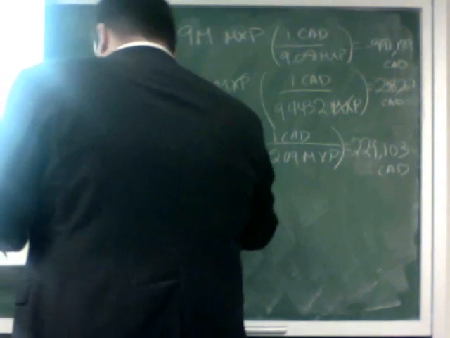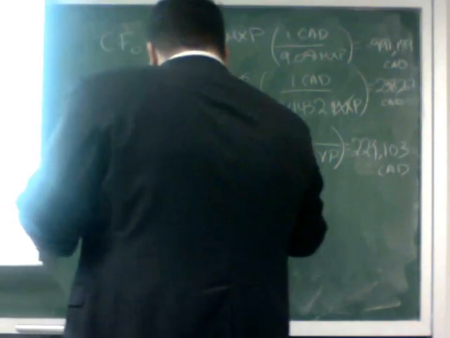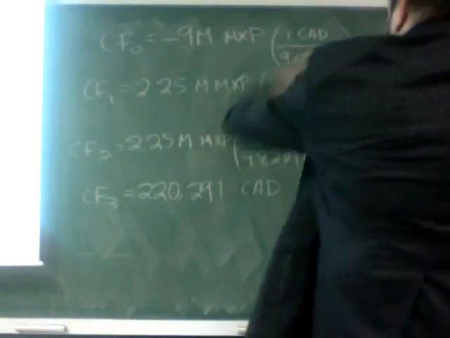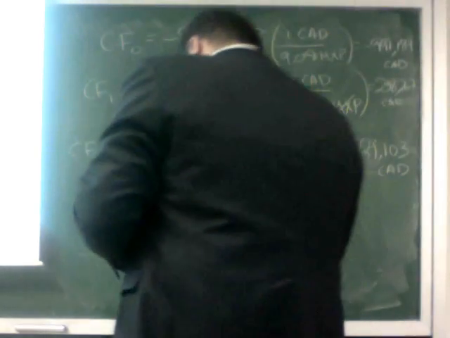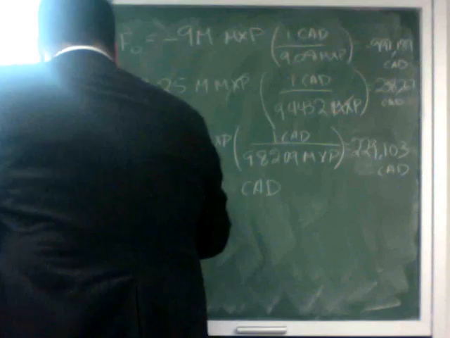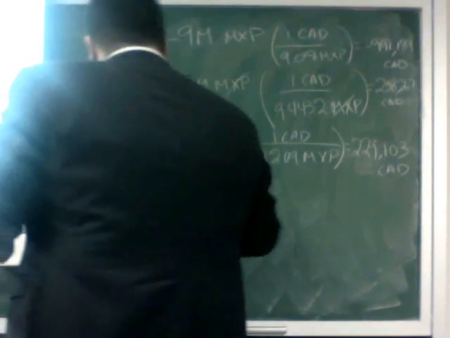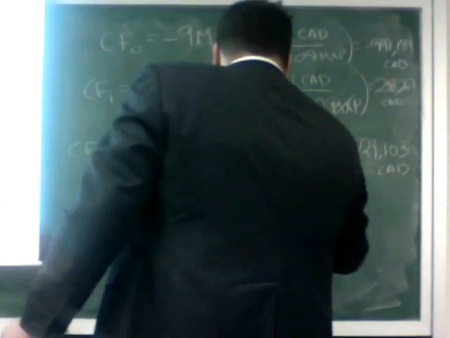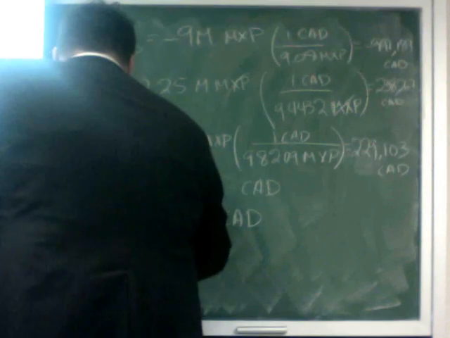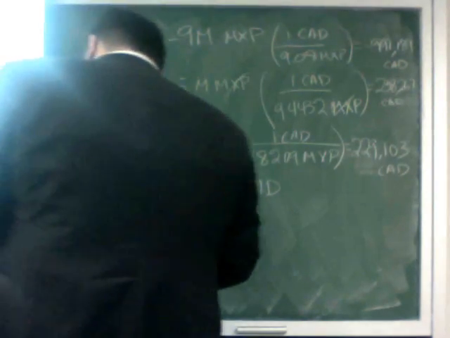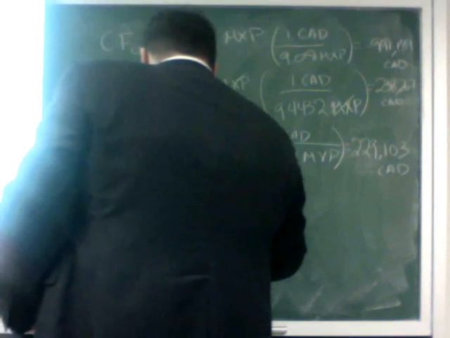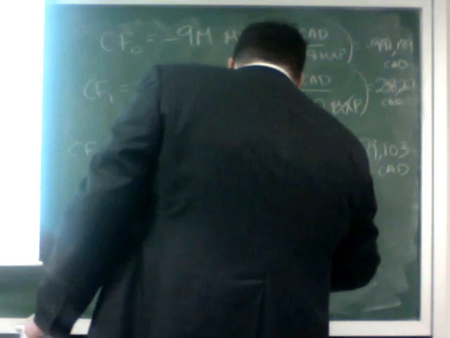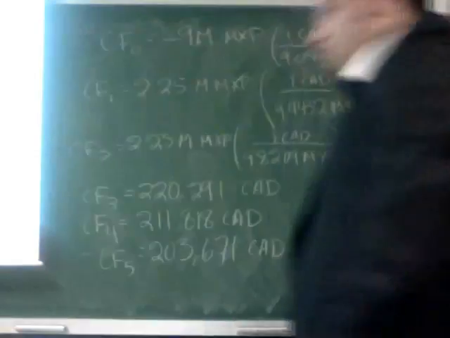220,291. You just keep applying this with the progressive other rates. CF4 is 211,818, and CF5 is 203. And this shows you the risk.